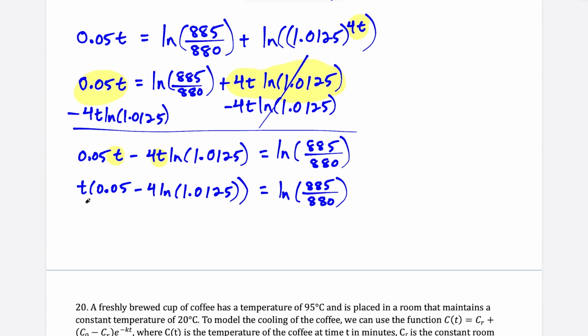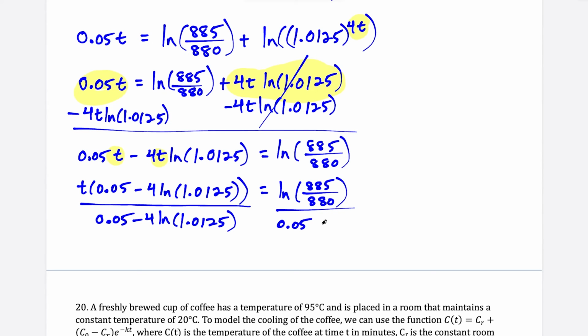From here, all we have to do is divide by this factor. We're dividing by 0.05 minus 4 times natural log of 1.0125, and we're doing this on both sides. So we're going to divide this side by 0.05 minus 4 natural log of 1.0125.